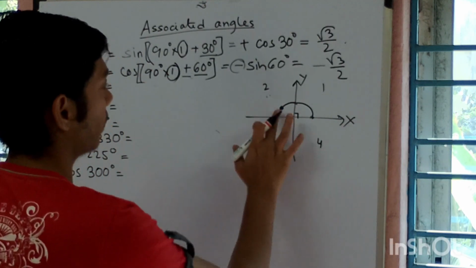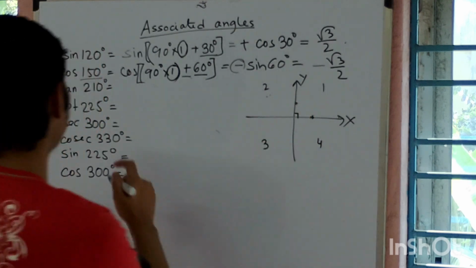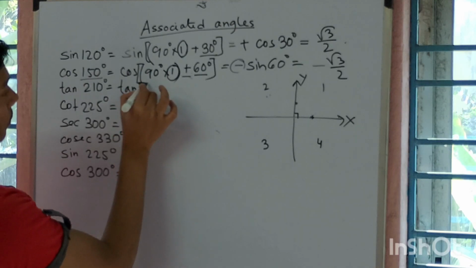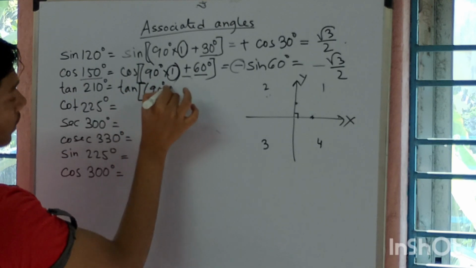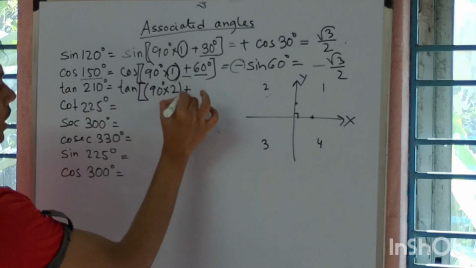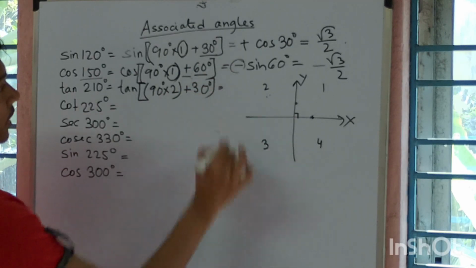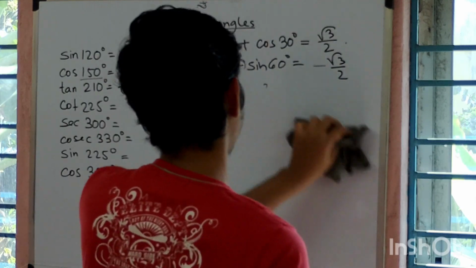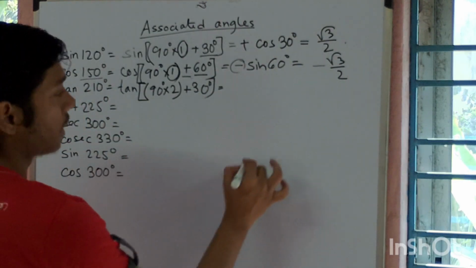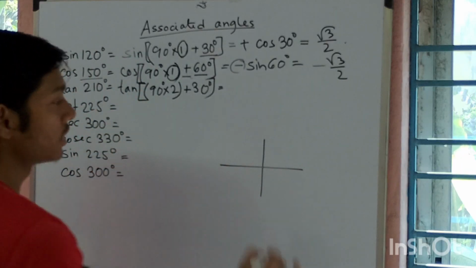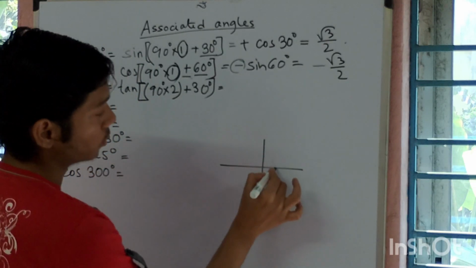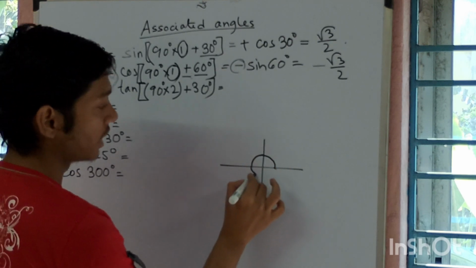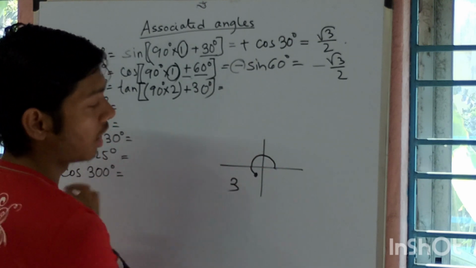Okay, fine. Now move to the third one, tan of 210 degree. Again I can write it in this manner: tan of 90 degree into 2 plus 30 degree. Mind it, 90 degree into 2. Okay, and I am moving this one here. I will draw the next picture. Now just draw this coordinate system. Start from here, 90 degree into 1, 90 degree into 2, plus 30 degree. So it will lie somewhere here in the third quadrant.